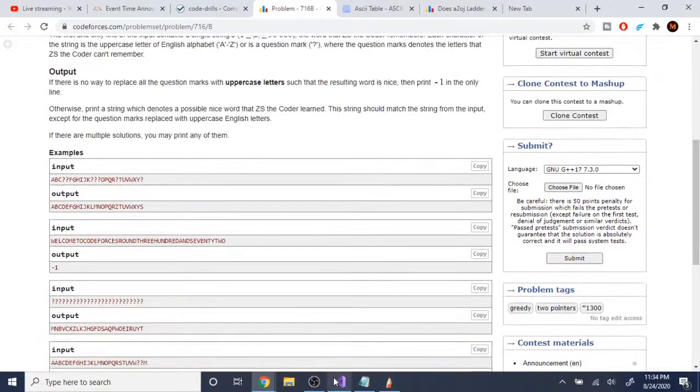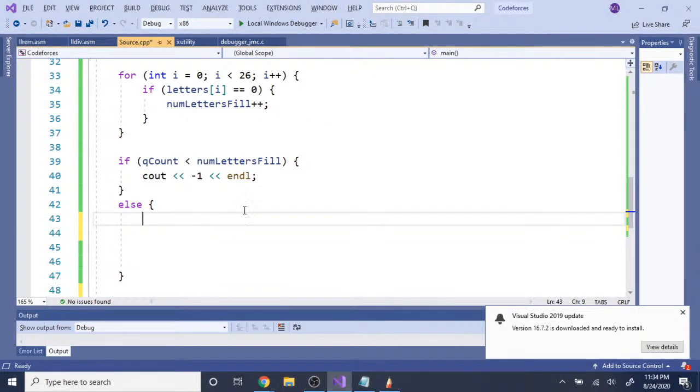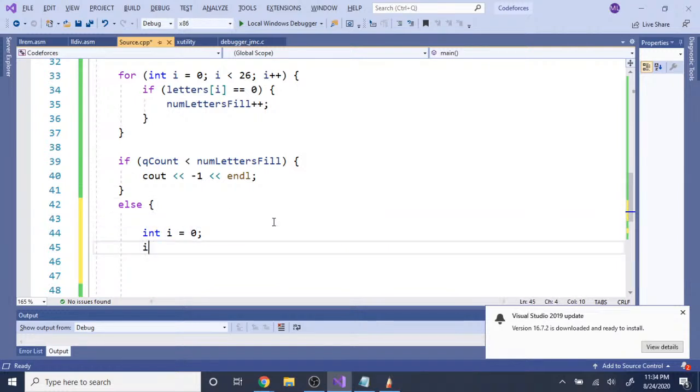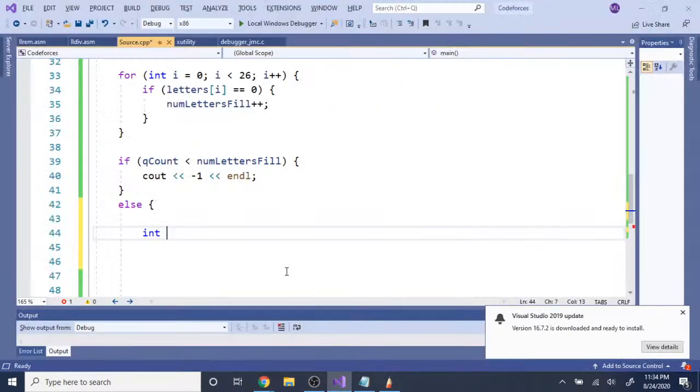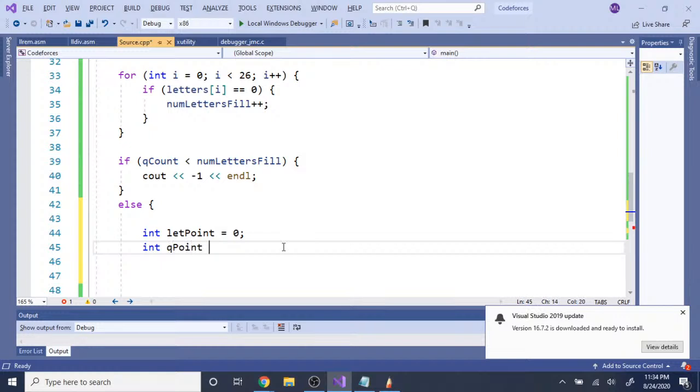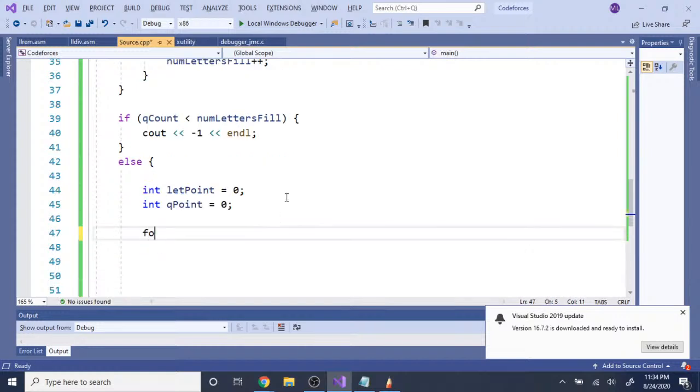Yeah, so that's what I'm going to do. So now we have to start at the beginning. I'm going to start a pointer from 0, and actually, the first one is going to be the letter pointer, and the second one is going to be the question mark pointer. So I'll have the letter pointer at 0, and the second one is going to be the question mark pointer. Okay, now I'm going to start from the beginning and go to 26 in my array.